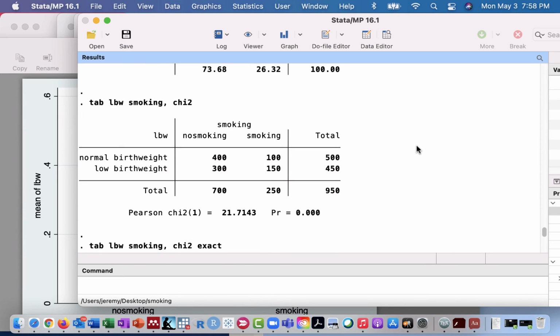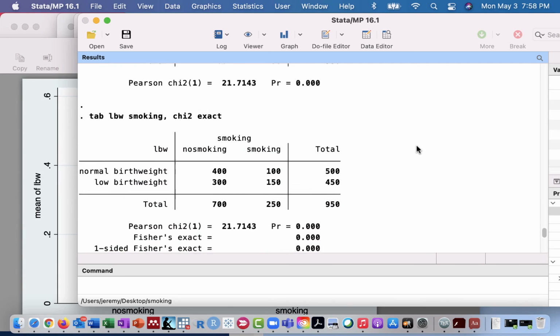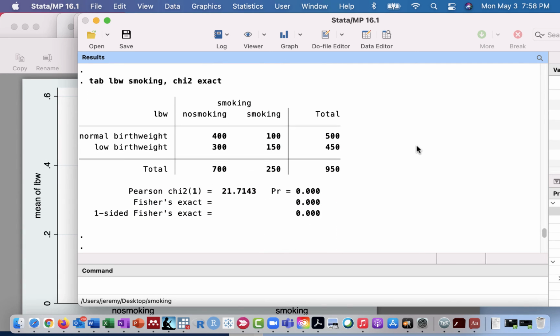See the chi-square test here underneath the table, it's going to add PR equals 0.000. Again, it's not actually 0, it's really tiny, it's less than 0.001, and that's less than 0.05, right? Really small p-value, negligible p-value, statistically significant. So yes, the study results are statistically significant.